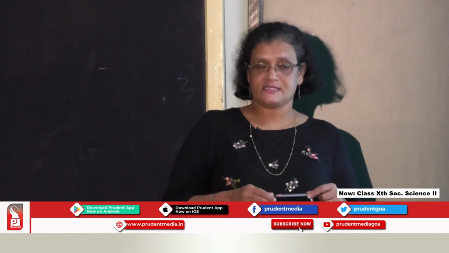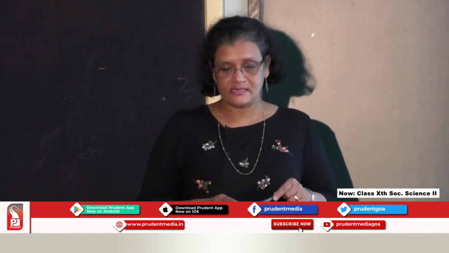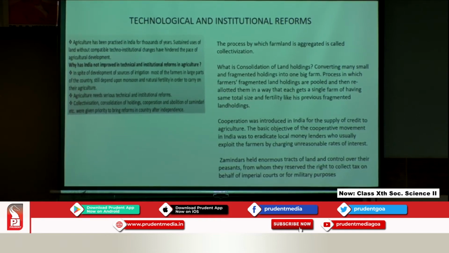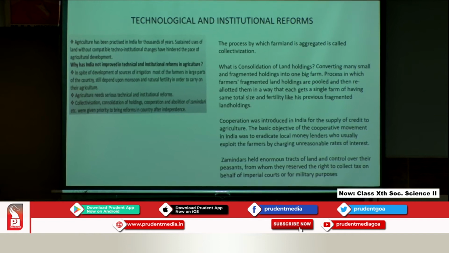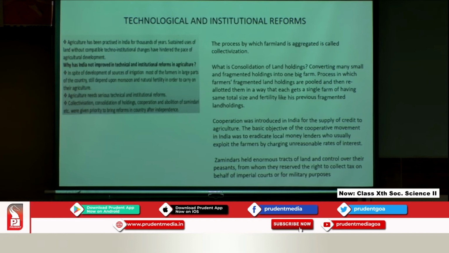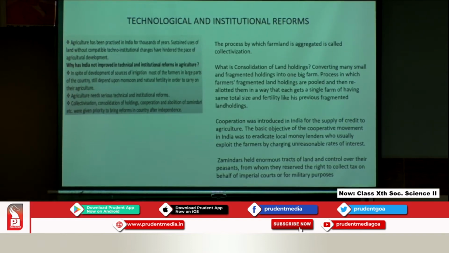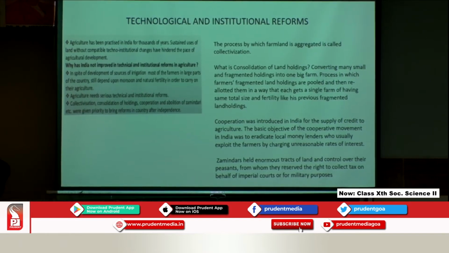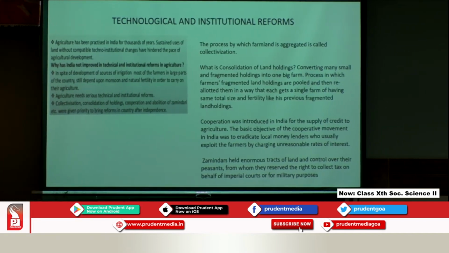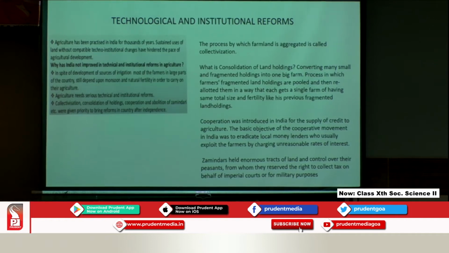The Zamindari system. Now who were the Zamindars? These were people who held enormous tracts of land and control over the peasants, over the farmers, from whom they reserved the right to collect tax. So they were basically tax collectors, okay, on behalf of the courts or the military or the king. Zamindars were people who not only had land holdings, but also collected tax from the farmers towards the military or the government. So these things needed to be abolished in order to improve agriculture in the country.